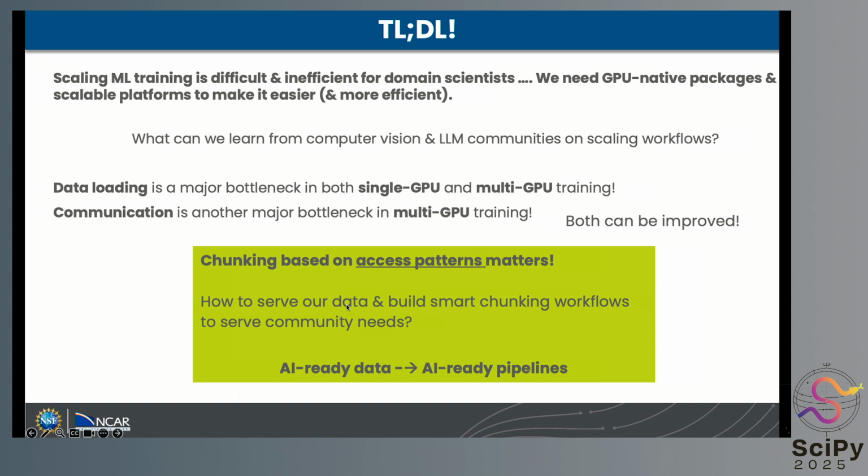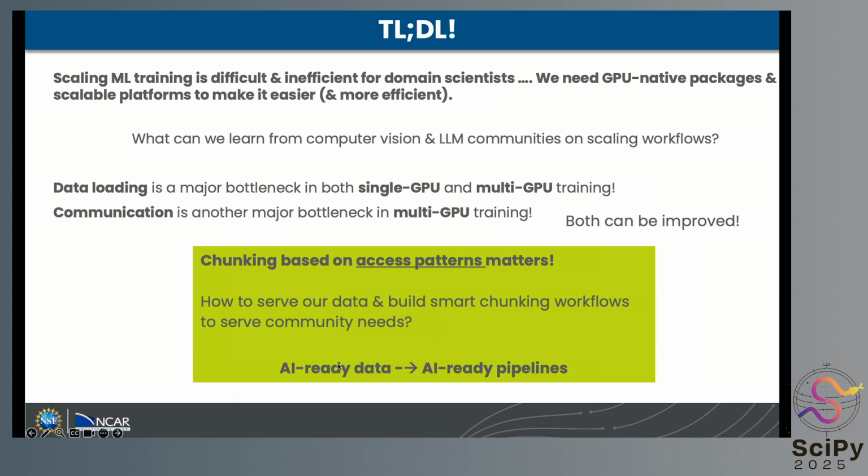So chunking based on the access pattern matters a lot. How do we want to serve the community and build smart chunking workflows to help with different access patterns? For example, climatology would be a very different access pattern versus someone that's interested in only a region of the data set. So how do we want to chunk the data and serve it in a way that's more efficient for everyone?